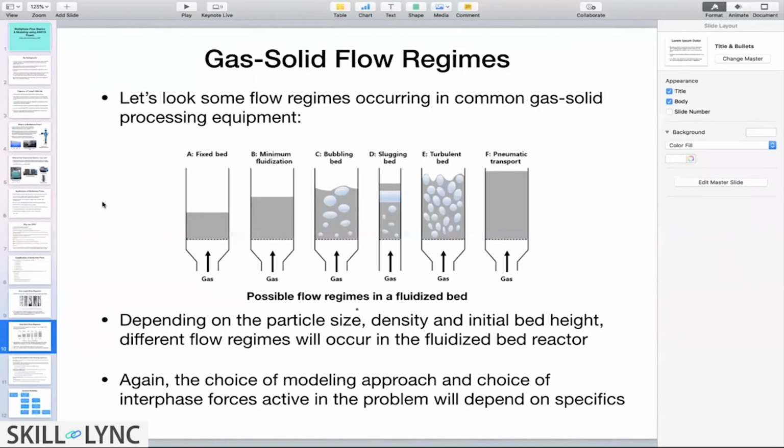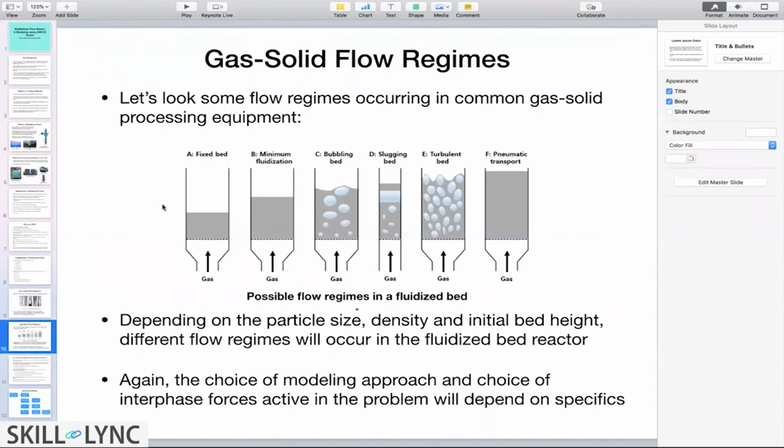At low gas flow rates, all the solid particles are evenly suspended. But as I increase the flow of gas through the system, we start forming these bubbles that rise through the solid bed. As I inject more and more gas, the bed becomes more turbulent.